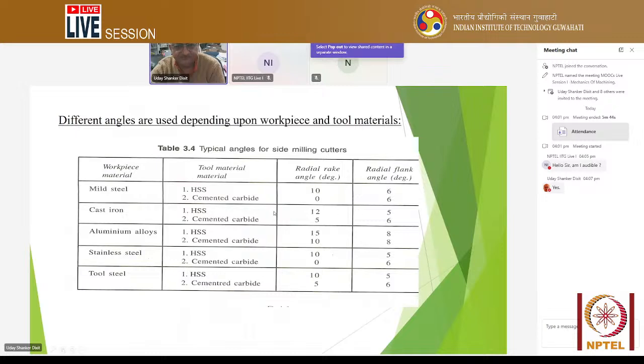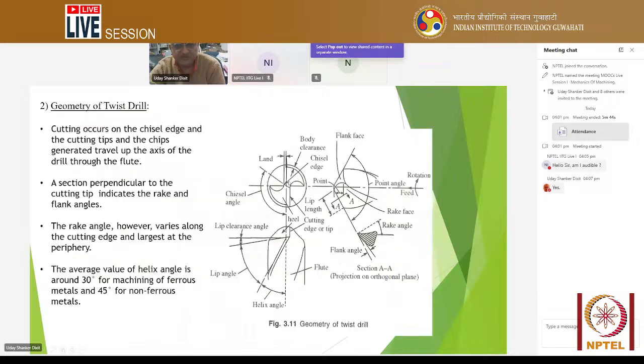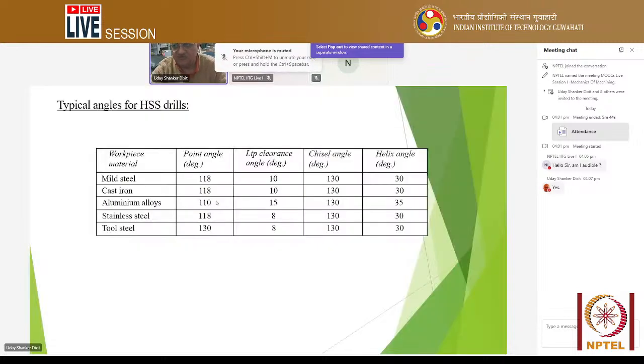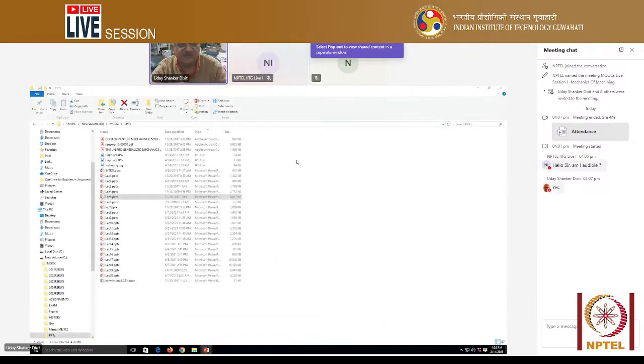And then you have again typical angles I am telling. Then twist drill is also there. So we have got typical point angle, average value of helix angle. Then we have set point angle. Suppose we are drilling mild steel, 118 degrees is the typical drill point angle. And this is what we told about cutting tool geometry.